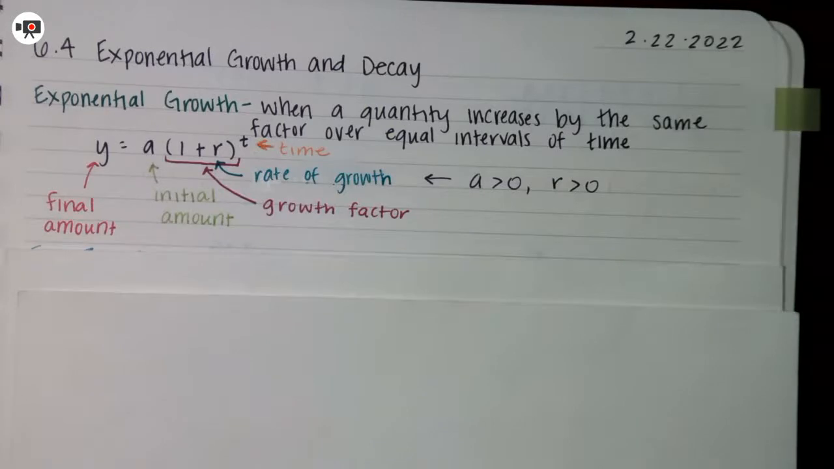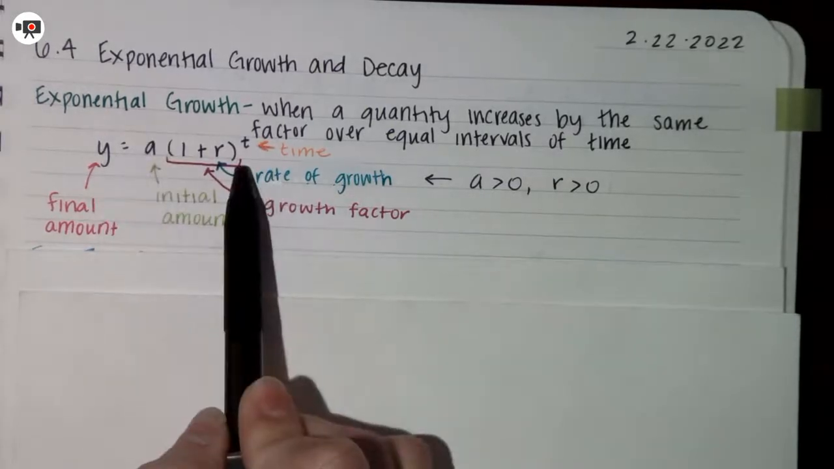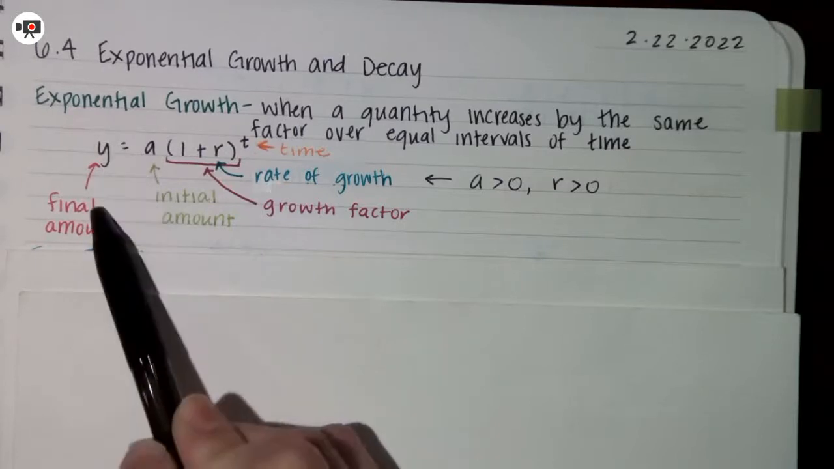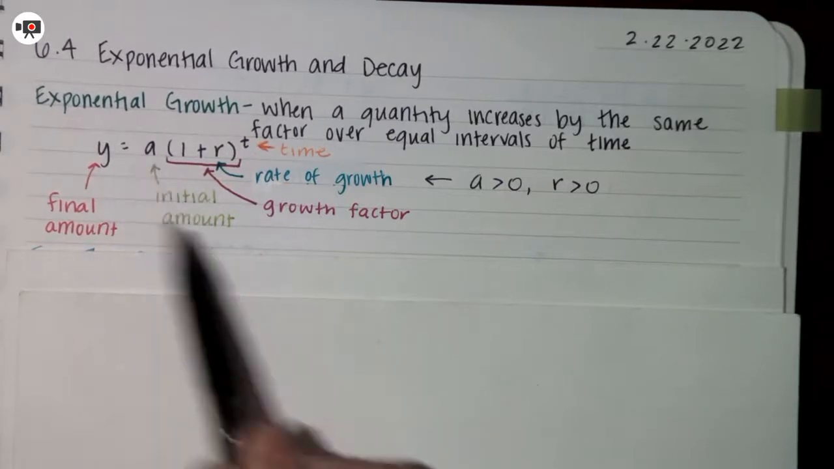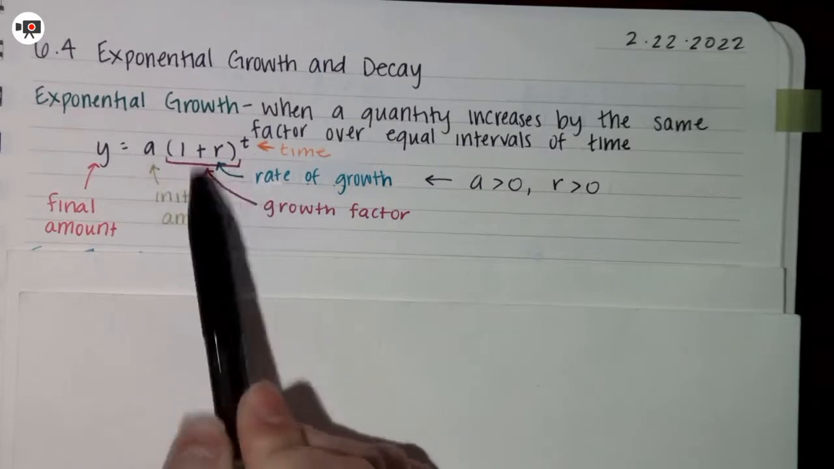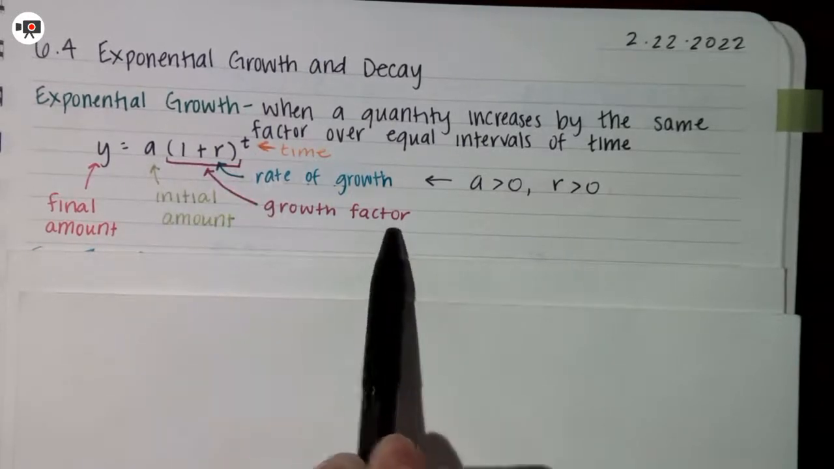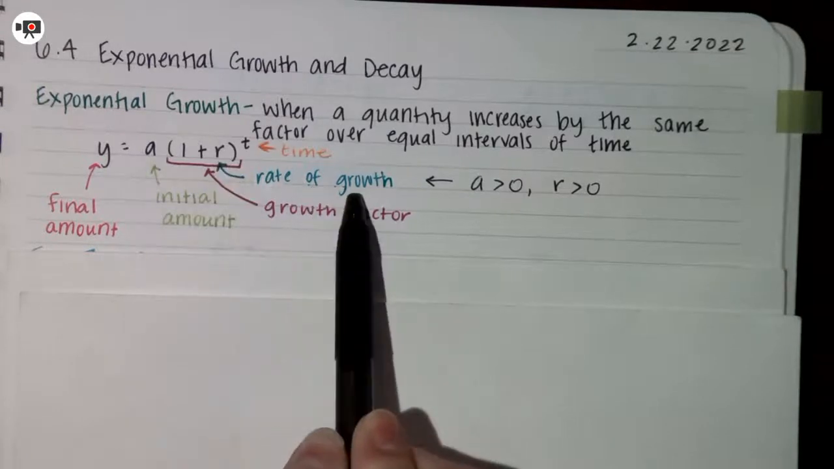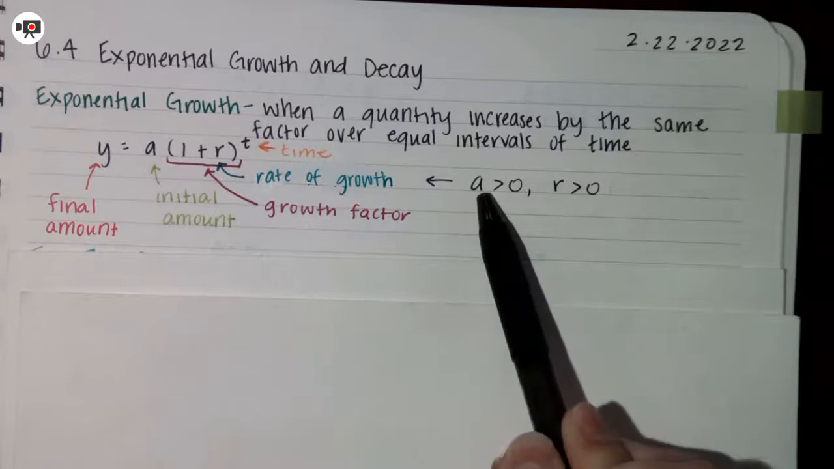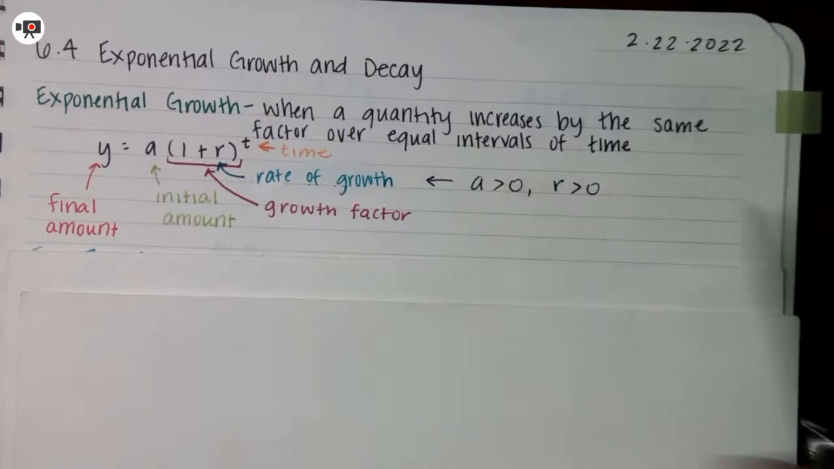So here we have an equation for how to find exponential growth. So we would have y would be the final amount, a is the initial amount, we have 1 plus r, and this is considered the growth factor, r represents the rate of growth, and t is time. a must be greater than 0, and r must be greater than 0.